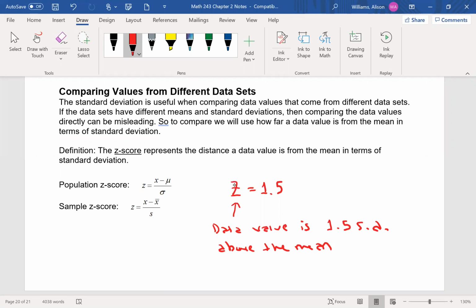So if this happens to be test one for the first class under one teacher, and let's say the z-score for the other one, test one, here I'll call it Z1, Z2. Now, comparing them, I see that one person scored 1.5 standard deviations above the mean, where the other person scored 2 standard deviations above the mean. So relative on this test, this person did better because they scored 2 standard deviations above the mean. They're much higher above the mean than the other test score relative to their mean. That's why this is useful for comparing data sets.